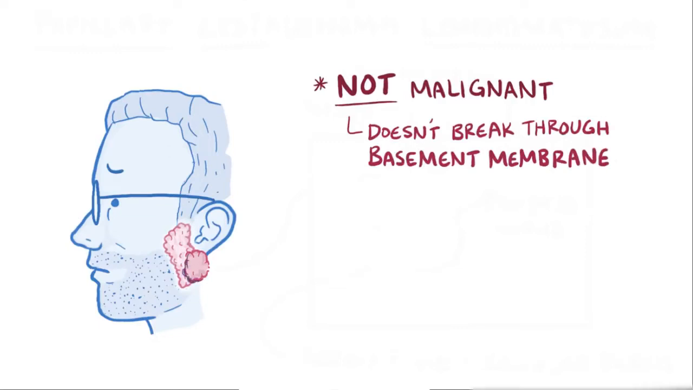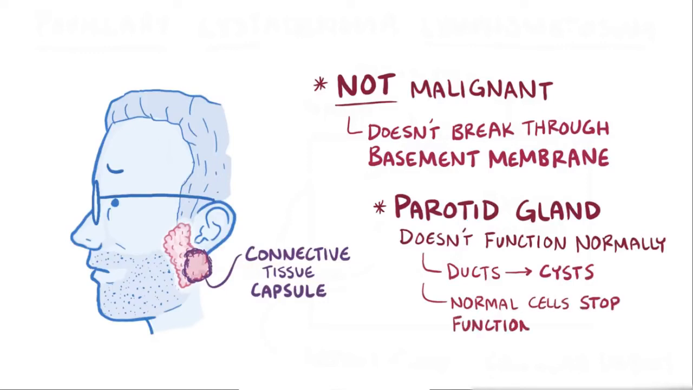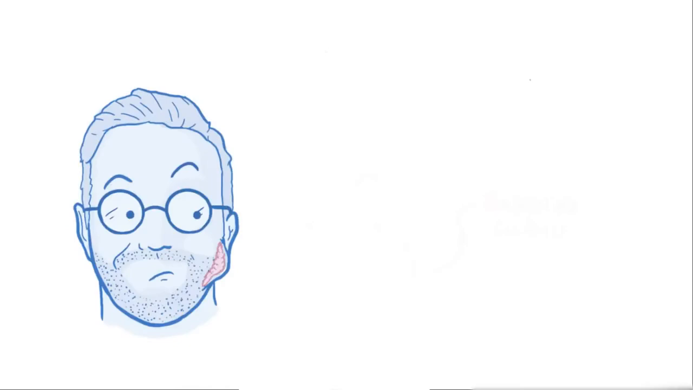Now, Warthin's tumor isn't malignant, meaning that it doesn't break through the basement membrane layer of the tissue, although there is a connective tissue capsule which usually forms around the growing tumor, which clearly demarcates it from the rest of the parotid gland. Also, that parotid gland starts to not function normally, since the ducts turn into cysts and normal epithelial cells stop functioning.